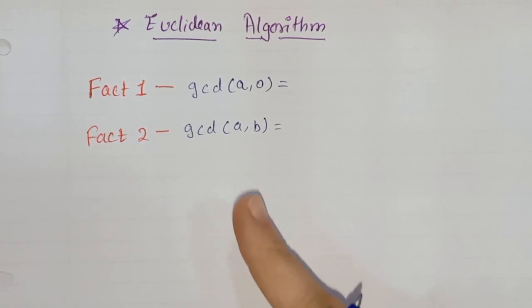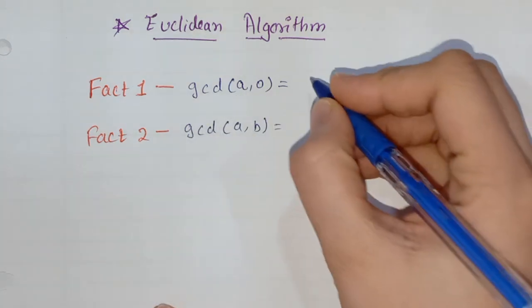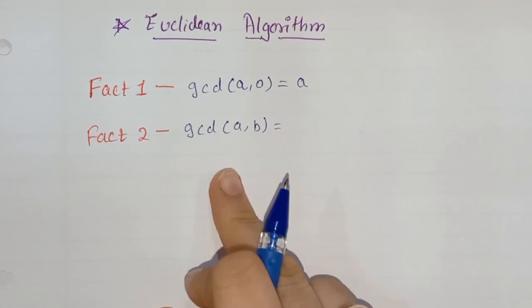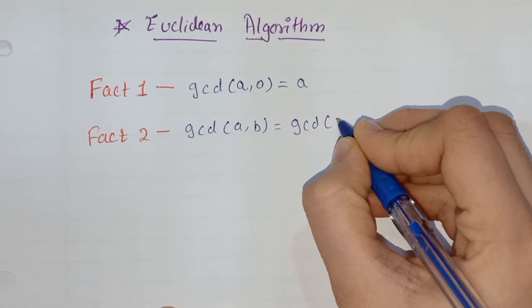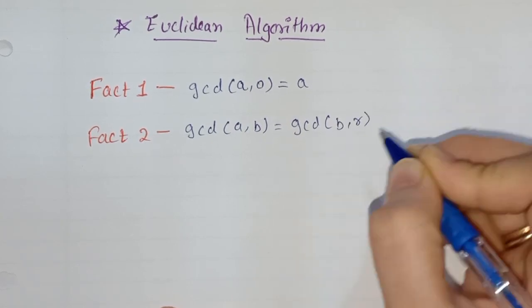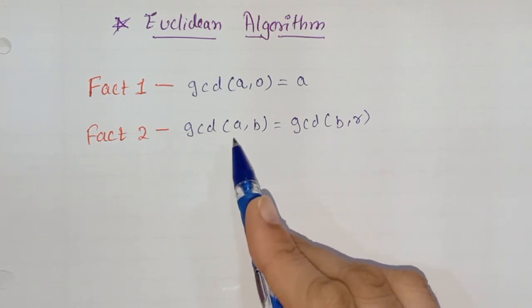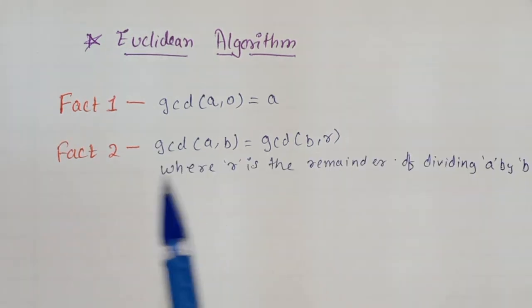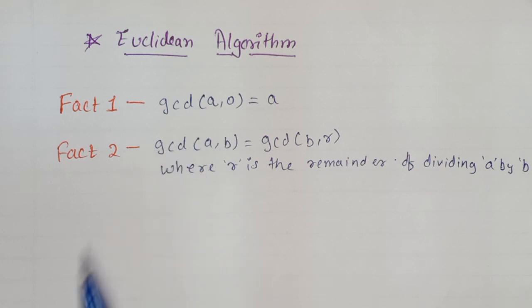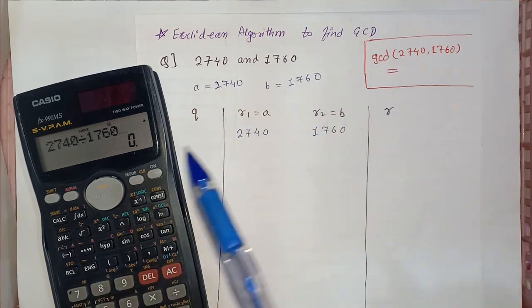So the Euclidean algorithm is based on two facts. That is, GCD of a comma 0 is always a, and GCD of a comma b is GCD of b comma r. R is the remainder we get when we divide a by b. So we will better understand the Euclidean algorithm to find GCD with an example.